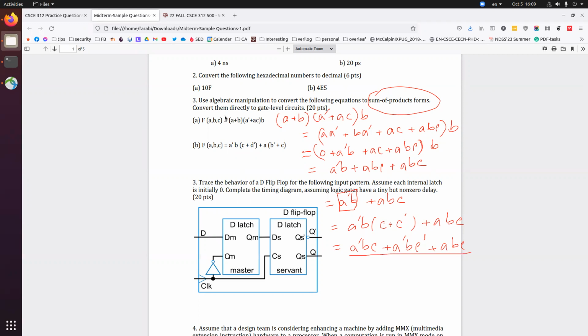Could I do the sum of products form by setting it equal to the summation of m with 2, 3, and 7 in parentheses? Instead of writing out A'BC plus A'BC' plus ABC, could I do f(A,B,C) equals the summation of m for the minterms, and then just put 2, 3, and 7, denoting that they're minterms 2, 3, and 7?